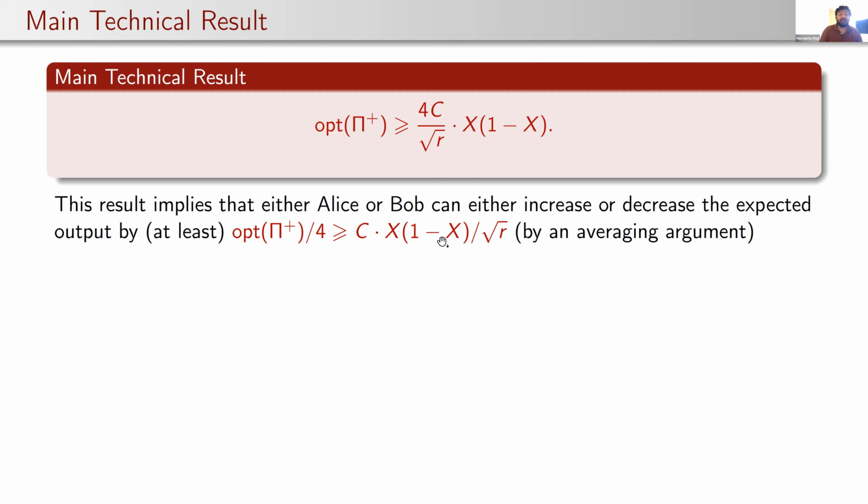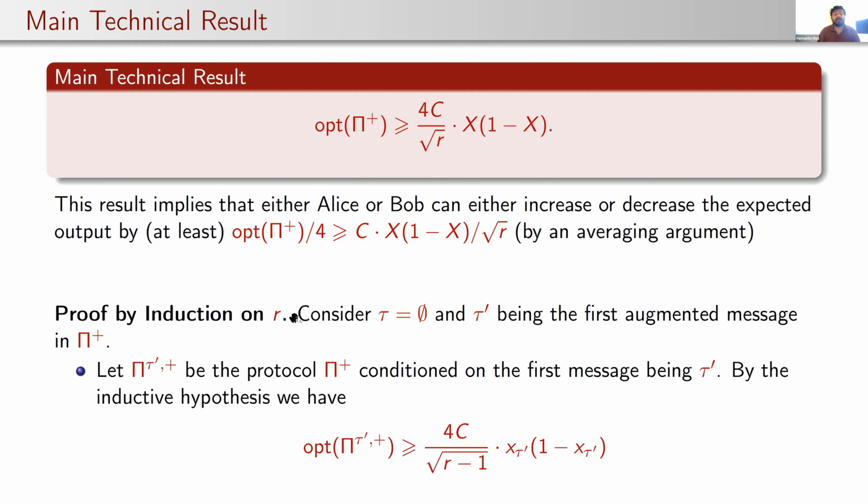So this main technical result suffices to prove our hardness of computation result. We'll prove this result by induction on R. And let me show this proof. It's a very short proof. Suppose tau is the empty transcript. That is, the protocol has not begun yet. Tau prime is the first message that the first party sends. Pi tau prime represents the protocol conditioned on the first message being tau prime.